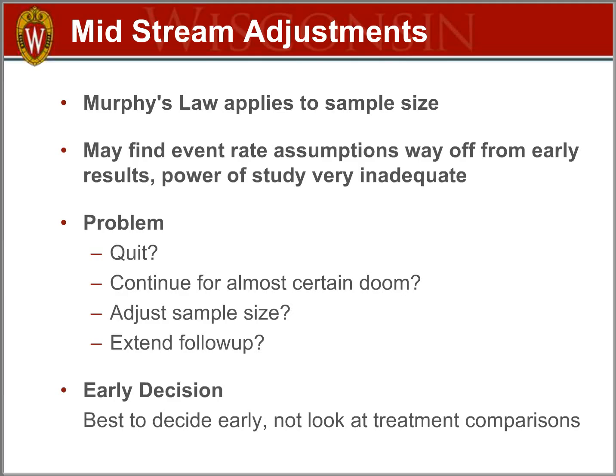The rule of thumb in this is that you need to make these decisions early, and best not to look at treatment comparisons, although recent research has developed some methods that allow us to do that in a technical, statistical sense, but no one is quite sure yet how to implement those methods without opening the door for bias. So in general, one wants to make mid-course corrections early, and try to make them without depending on the early treatment effect because it is unreliable and may lead to biases.